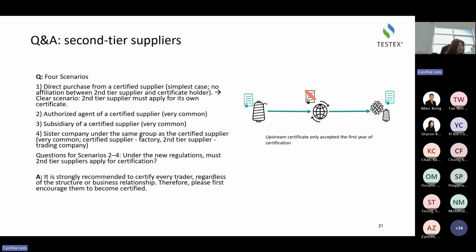So, questions for scenario 2 to 4: under the new regulations, should the second tier suppliers apply for certification? It is strongly recommended to certify every trader, regardless of the structure or business relationship. So you, as the buyer or the head of your supply chain, need to encourage them to have their own certification in order to secure that your supply chain is safe.